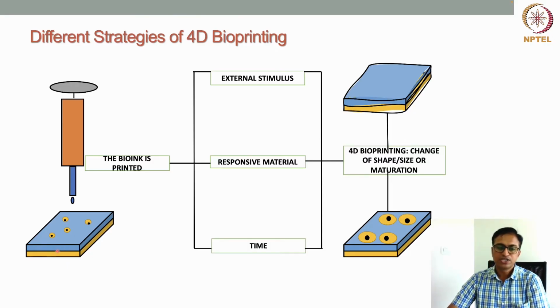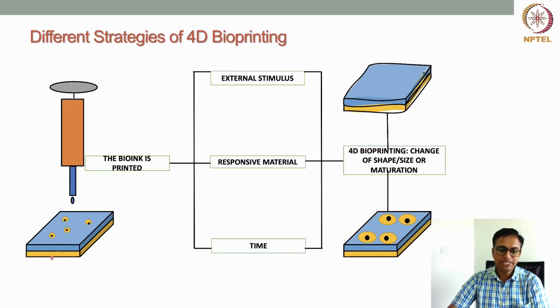So what will happen, these two layers may have different properties. Suppose the swelling properties of these two layers are very different. Suppose these two layers respond differently to different temperatures. These two layers can also respond differently to different pH. So all these things are the cues or the stimulus for changes of the shape or size of these bioprinted structures.